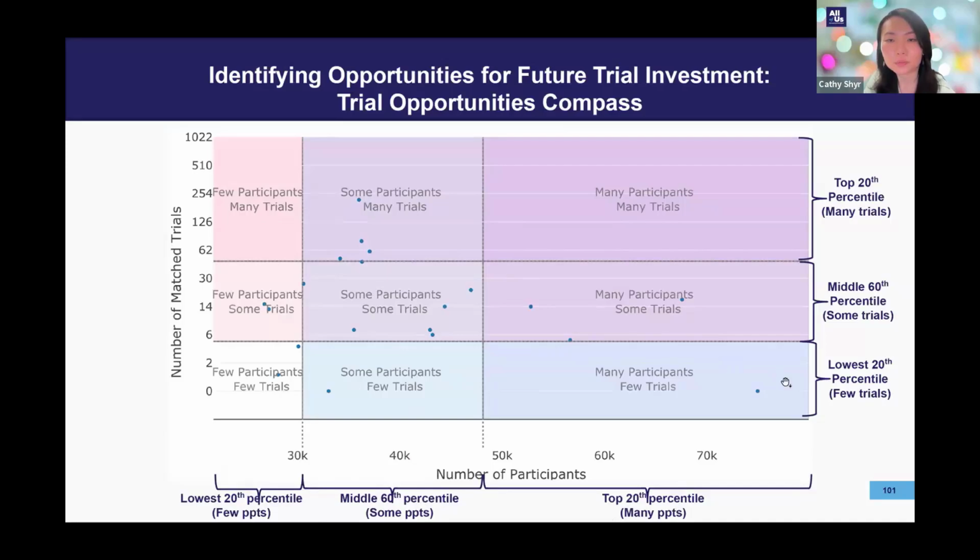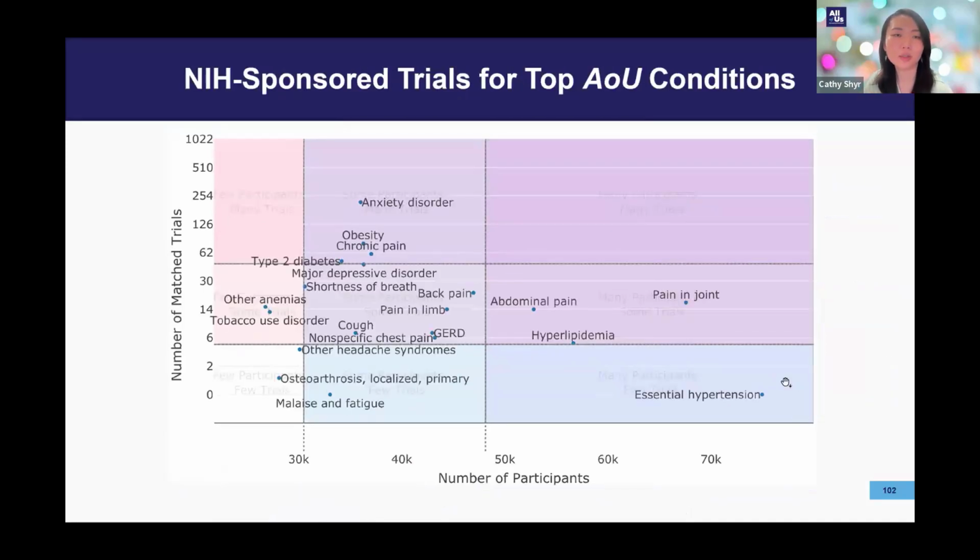And so if we map on the specific NIH trials for the top AOU conditions, meaning the most common AOU conditions, what we can see is, for example, that there are a lot of individuals who have essential hypertension in All of Us, but at that time there were no matched trials, which could represent a potential trial investment opportunity for researchers or study groups that are interested in essential hypertension.